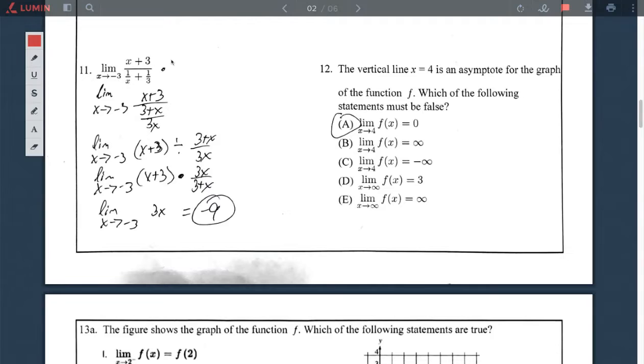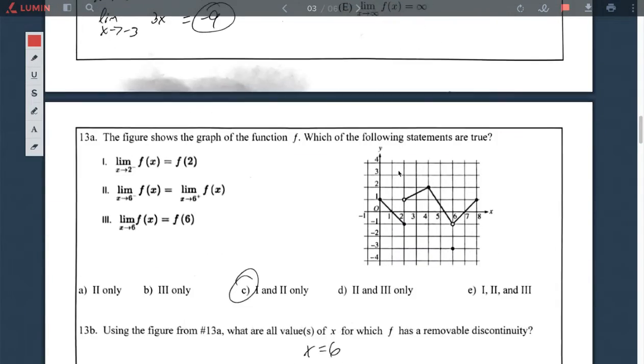11, plug in -3, we get 0 over 0. Again, I could do L'Hopital's, but that would be pretty nasty to find derivatives in there. So I'm going to go ahead and get a common denominator on the bottom, which gives me (3 plus x) over 3x. So now I take x plus 3 divided by what's on the bottom, change the division to multiplication, flip it over here, the 3x, or the x plus 3, and the 3 plus x cancels, leaves me with 3x. I plug in the -3, we end up with -9, so my limit there is -9. We talked about number 12 in class today.